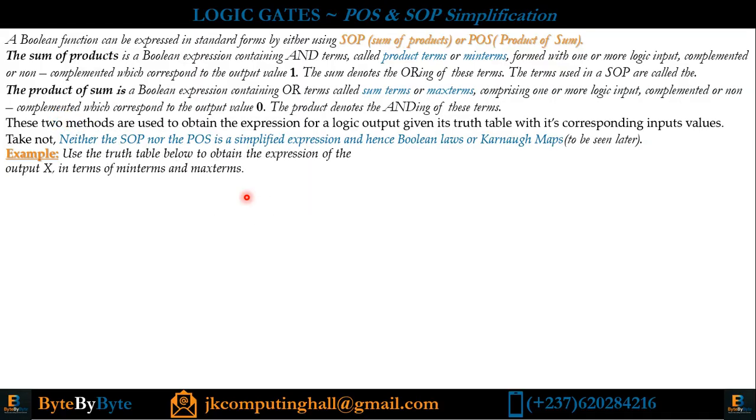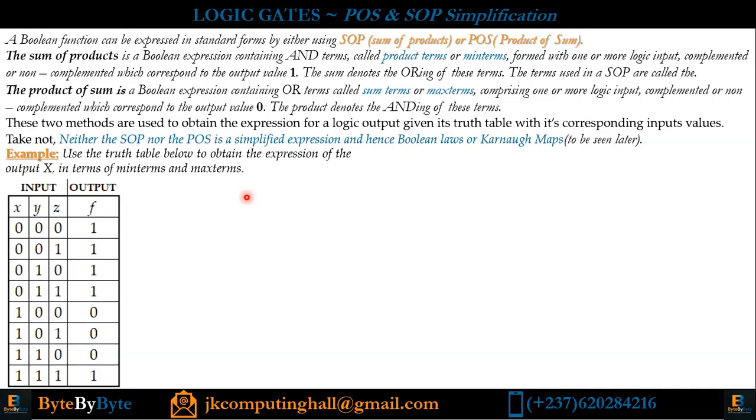Example: use the truth table below to obtain the expression of the output f in terms of min terms and max terms. Okay, this is the truth table we are having. We have our inputs x, y, and z, and we have our output f. In terms of min terms, it implies we are to use SOP, the sum of product.